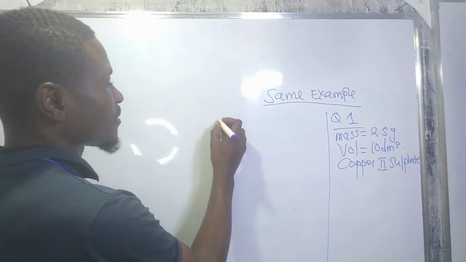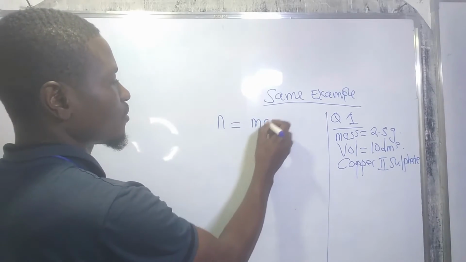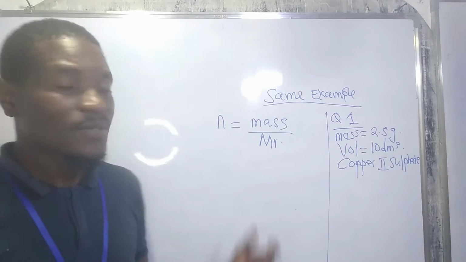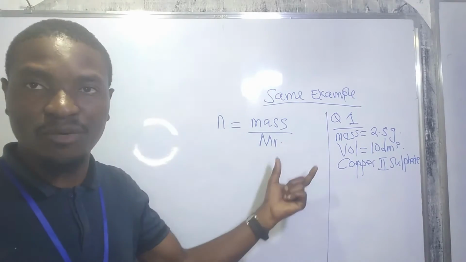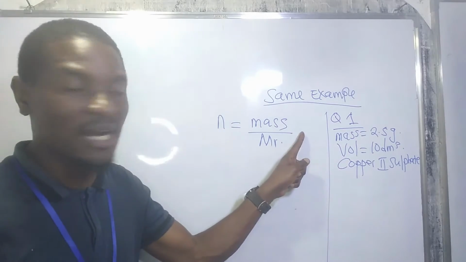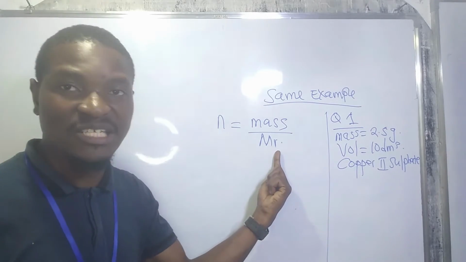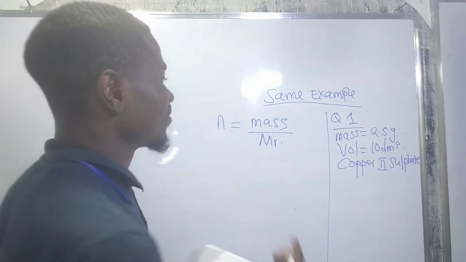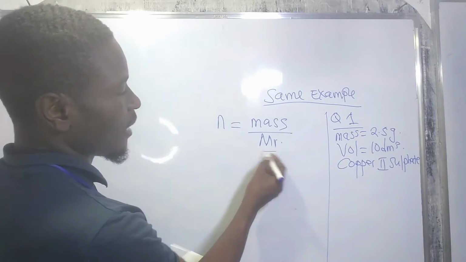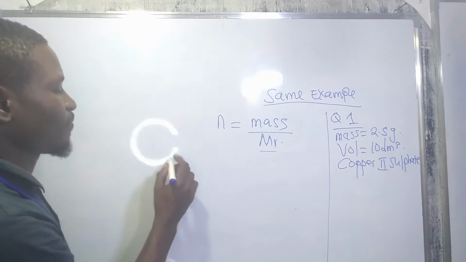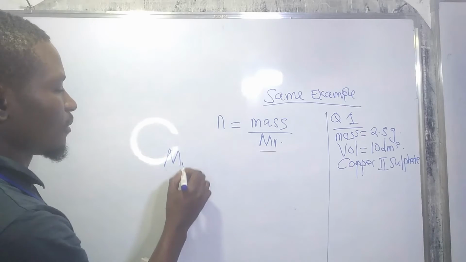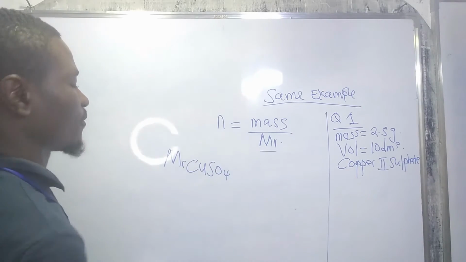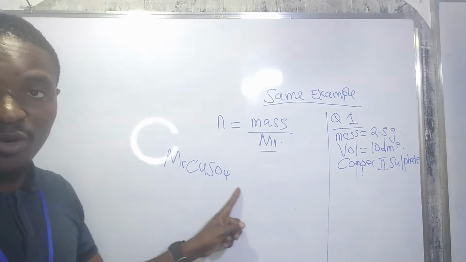So the formula is that n equals mass over Mr. So this is the formula for finding the number of moles. The number of moles equals the mass over the relative molecular mass of a substance. So what we have to do is find the relative molecular mass of copper 2 sulfate, and this is the chemical formula for it.